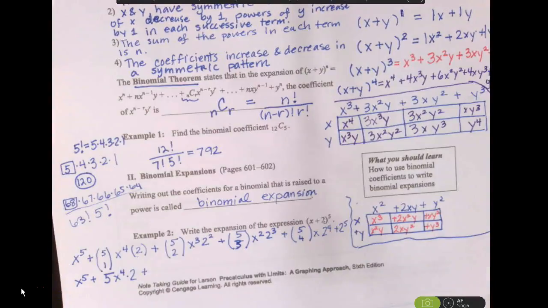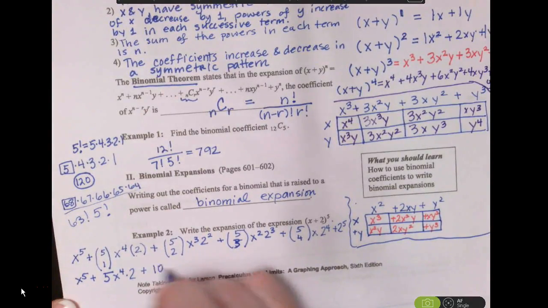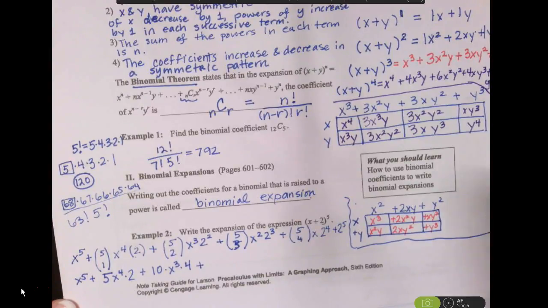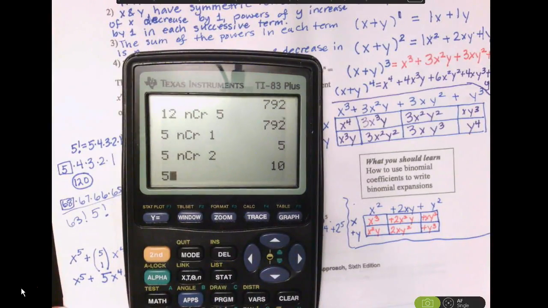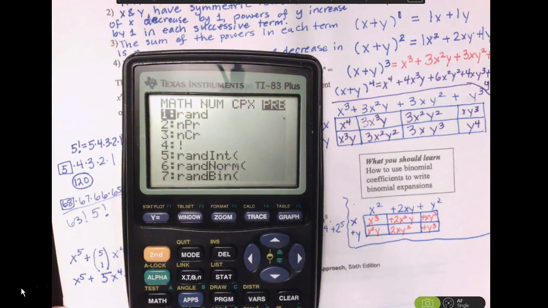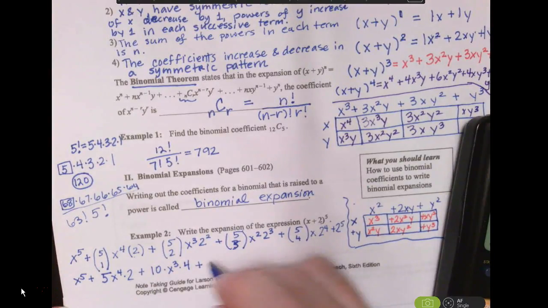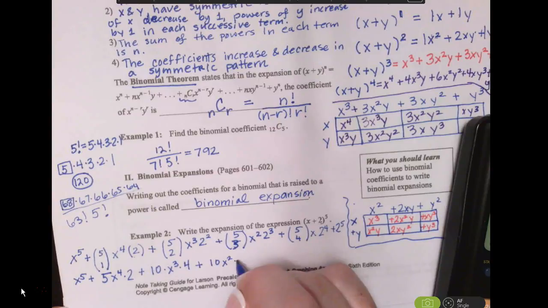And for that I get the number 10 times x cubed times 2 squared, which is 4. Now I'll do 5 things taken 3 at a time. Well, interesting. That's also 10. X squared times 2 to the 3rd, which is 8.